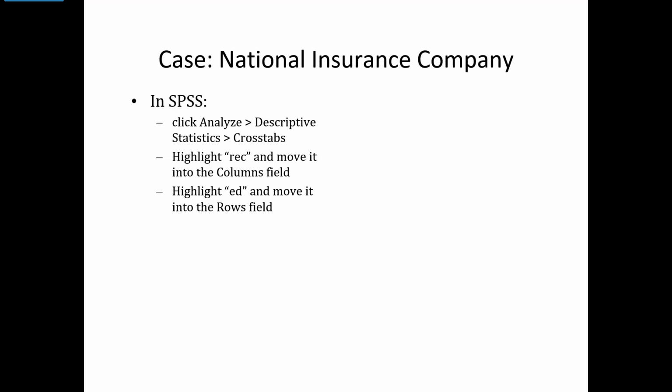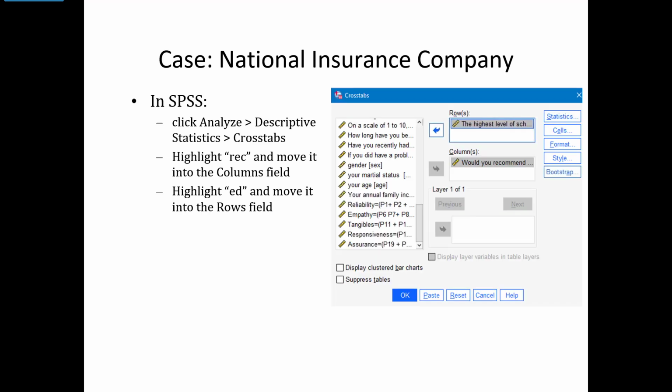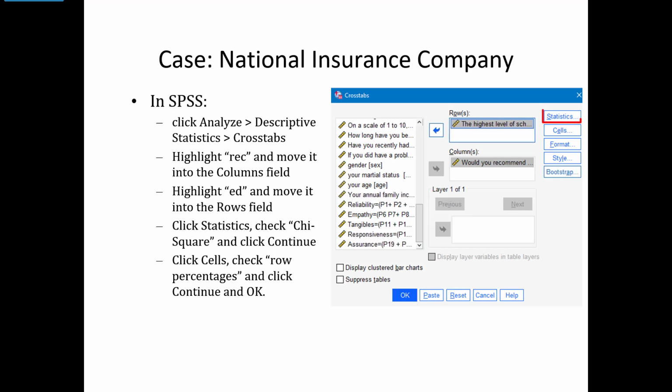In SPSS, click Analyze, Descriptive Statistics, Crosstabs, highlight REC, the recommendation variable, and move it into the columns field, highlight Ed and move it into the rows field. The image shows what your screen will look like. Next, click Statistics, check chi-square and click Continue. Click Cells, check row percentages and click Continue and OK.